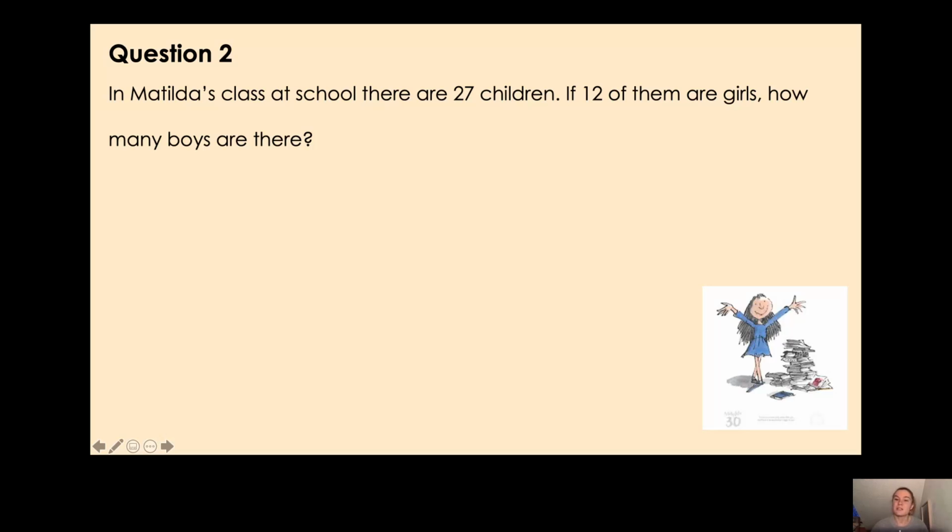Well, we know there are 27 children in total, and we know that there are 12 girls out of that 27. So we can count on from 12 to 27 to find out how many boys there are in the class, because that will be the difference between 12 and 27. Or to find the difference, we can do a subtraction, can't we? We can do 27 subtract 12. So let's start with the ones. 7 subtract 2 is 5, and 2 subtract 1 is 1. So therefore, there are 15 boys in Matilda's class and 12 girls.